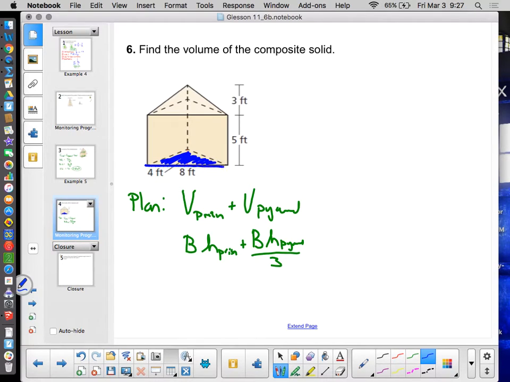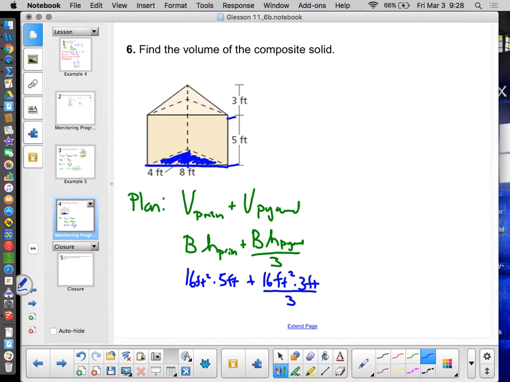And I know the length here is 8 and the height is 4, so this is a triangle. It's base times height divided by 2. 8 times 4 divided by 2, which is 16 feet squared. The height of the prism is 5 feet. The base area of the pyramid happens to be exactly the same, 16 feet squared. Plus the height of that pyramid is 3 feet. Times the height of the pyramid, 3 feet. And that's going to be divided by 3.